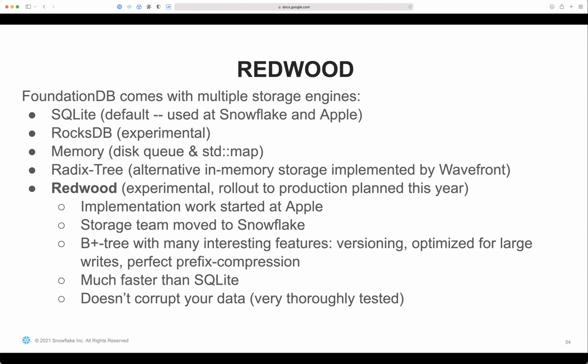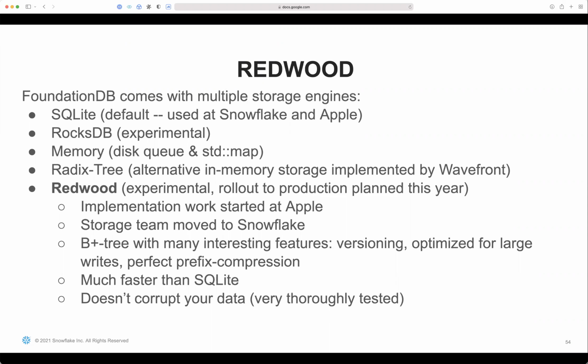So there's an experimental RocksDB engine, which we don't plan to run because it corrupts data very quickly and very often. There's an in-memory engine, which is basically a C++ standard map and a disk queue. And there's also a Radix tree. This is the one that VMware uses.